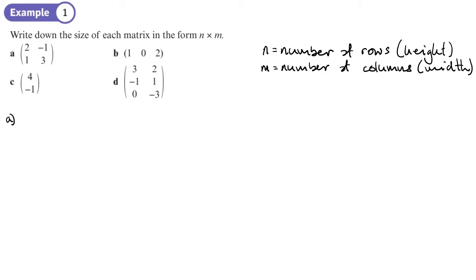So A, well, that's 2 by 2, and it also happens to be a square matrix. B, that is 1 by 3, so it's got like a height of 1 and width of 3. C, 2 by 1, and D, 3 by 2, so the height by the width.